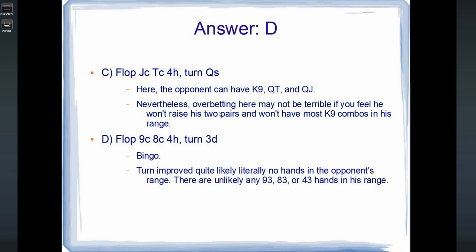So bingo, the turn quite likely literally improved no hands in his range. It's unlikely he has 9-3, 8-3, or 4-3 hands in his range, so he just really didn't get there. And even if the opponent can have some pocket threes, which I don't think he probably does, they will make up very, very few combos in his range. So this is just a fantastic spot to overbet.